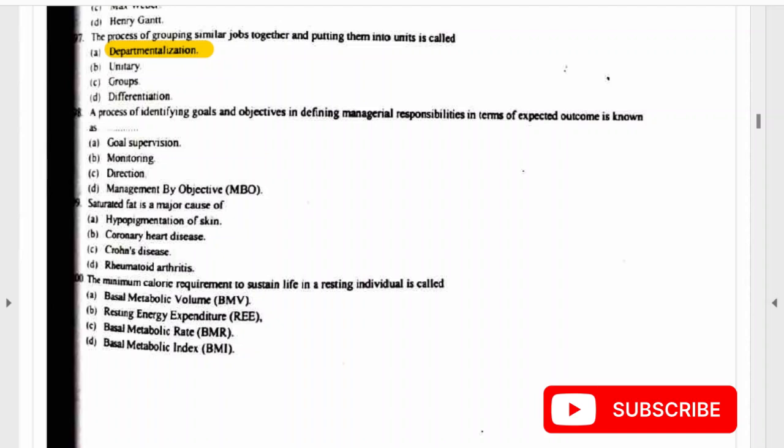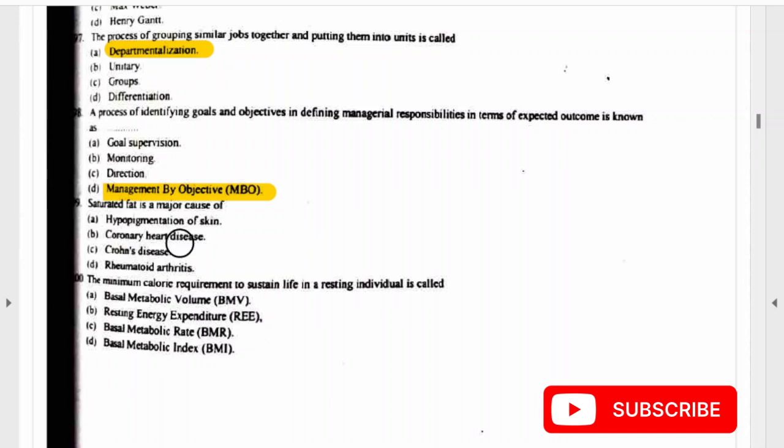Question 98. A process of identifying goals and objectives in defining managerial responsibilities in terms of expected outcome is known as what? I think it's management by objective. D is the answer here. Management by objective is a management technique where managers and employees work together to set, record, and monitor goals. So that's basically it.